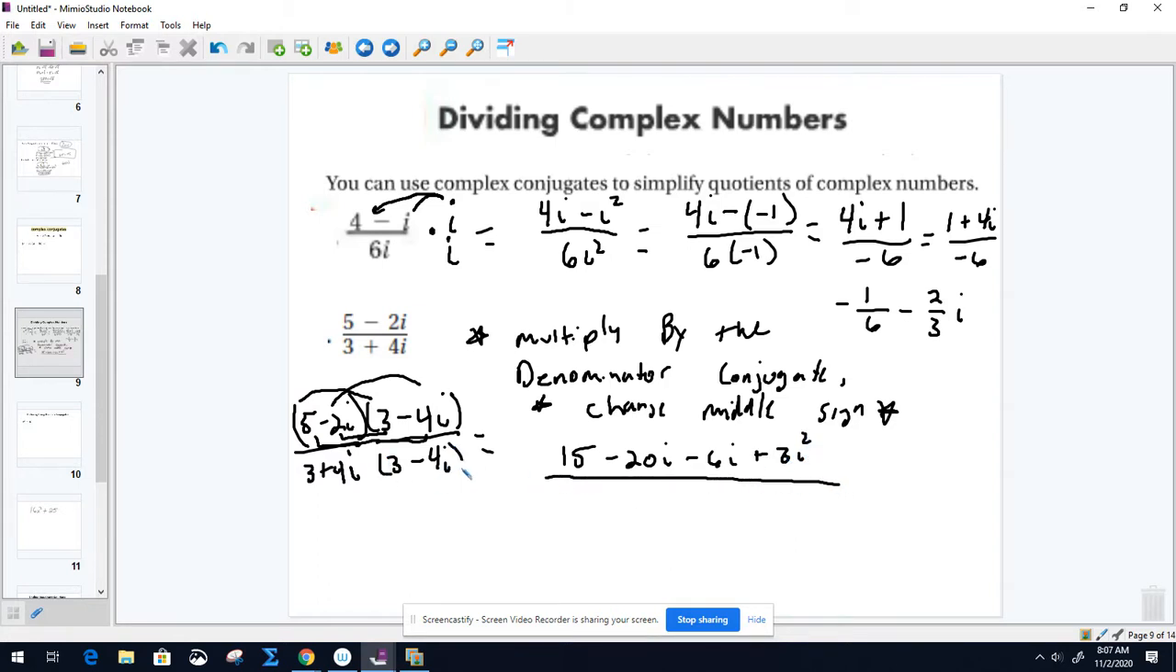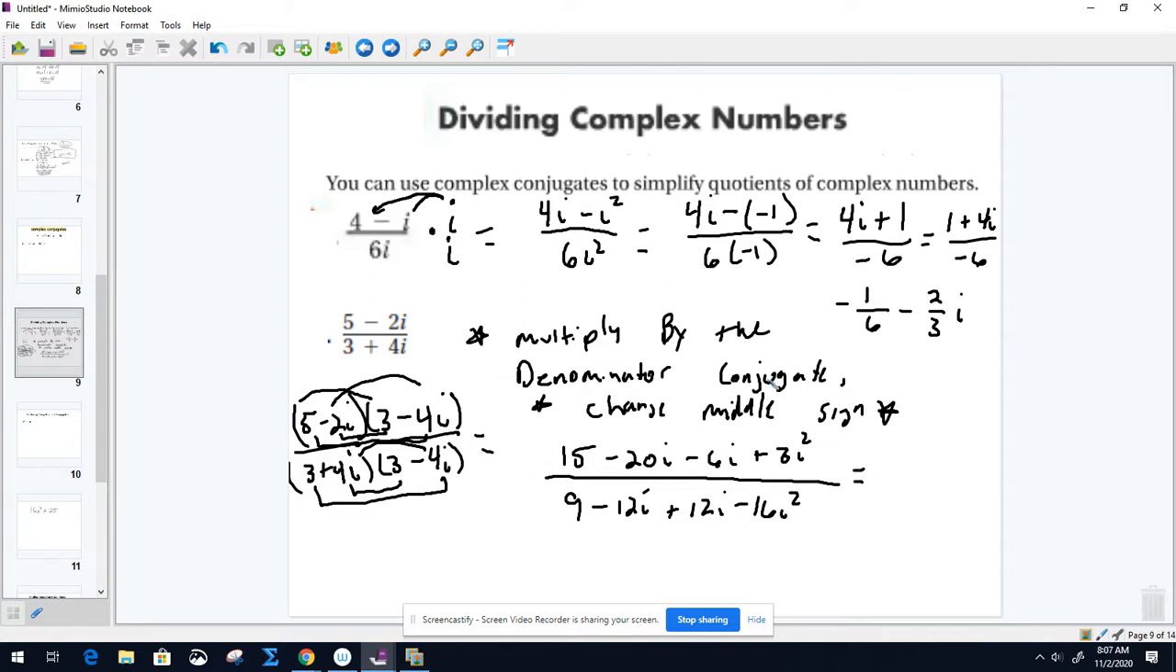And this is why we do this. Watch what happens. I'm going to do the whole thing out. 3 times 3 is 9. I get a minus 12i, a plus 12i, and a 4i times -4i is a minus 16i squared. So now I combine like terms and simplify. Look at what happens on the bottom.